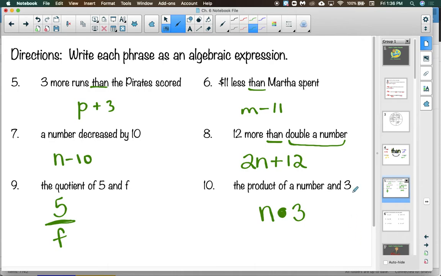Okay? Make sure you review these and make sure that you are making a big deal out of the word than whenever you see it. Underline it, make it stand out, because you know that whatever comes before than is going to end up at the end of your algebraic expression.